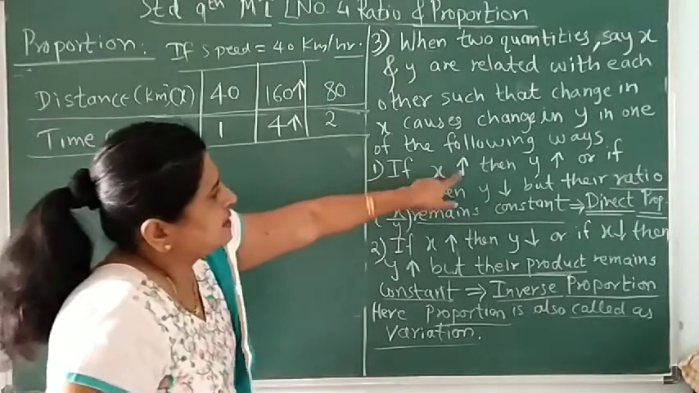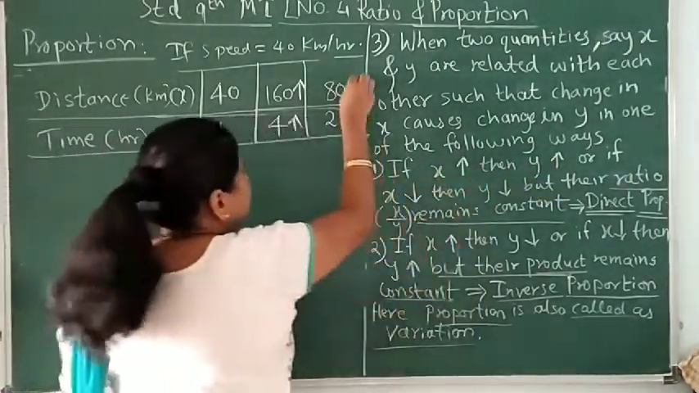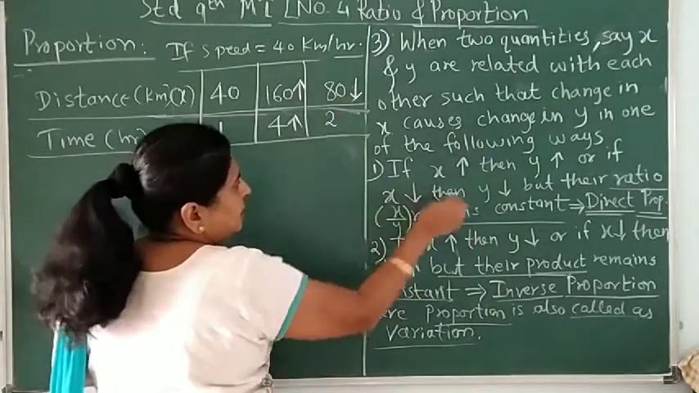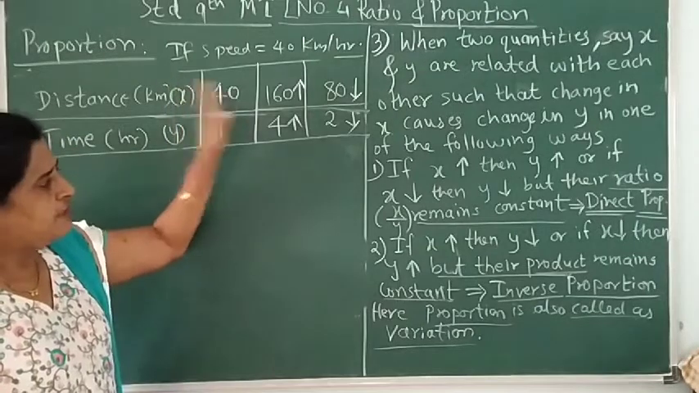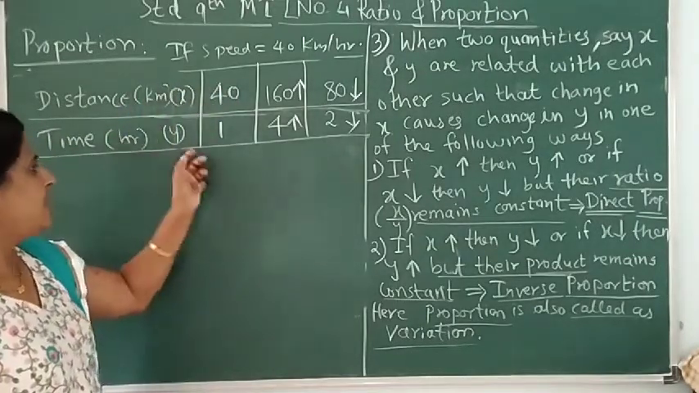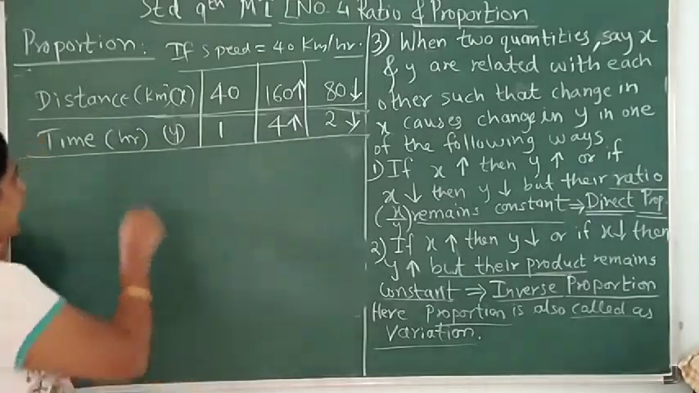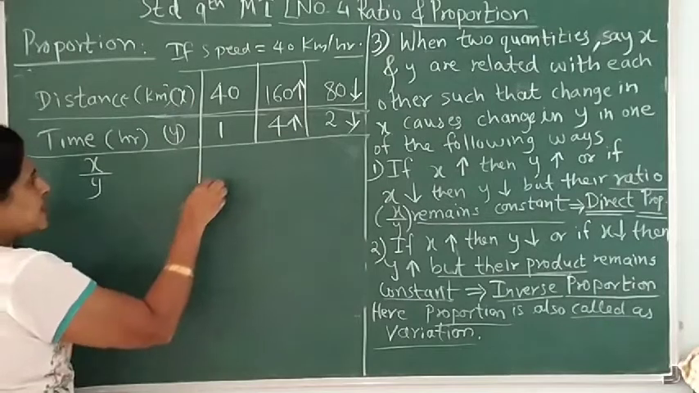So if x increases, then y also increases. Or if x decreases, then y is also decreased. But we have to check one thing to declare that these distance and time are in direct proportion. We have to check whether its ratio, that x upon y, what is its value.